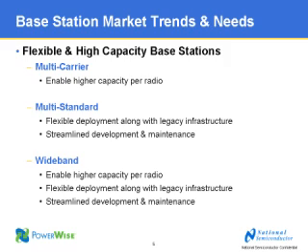And the way this translates to the requirements of the next generation base station is developing flexible and high capacity base stations. The three major characteristics of a base station that allow that to happen are that it's multi-carrier, multi-standard, wideband. All of these characteristics add on top of enabling higher capacity per radio and making the deployment of the infrastructure more flexible so it can be deployed along with the legacy infrastructure, and it streamlines the development and maintenance for the base station OEMs and the service providers.